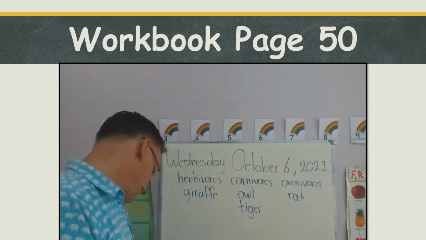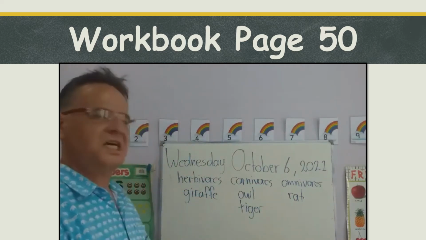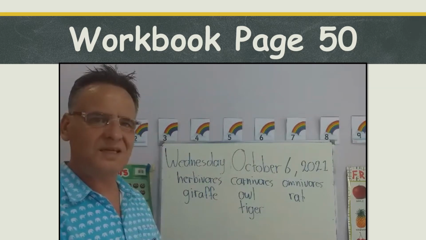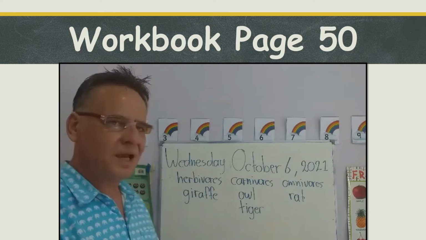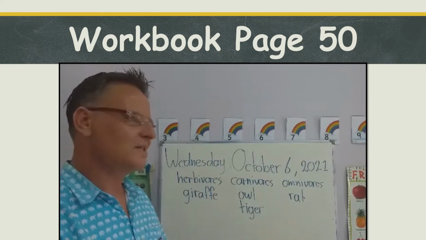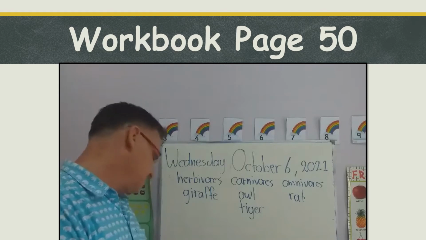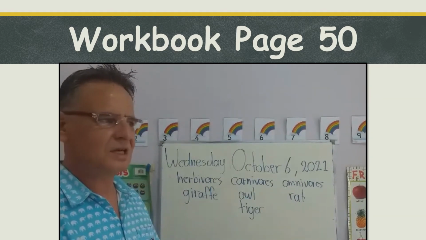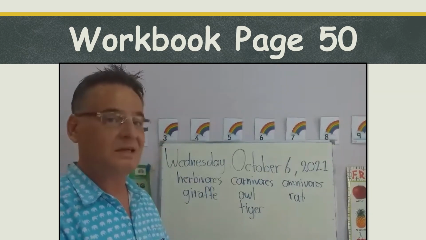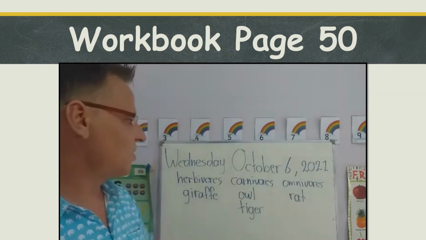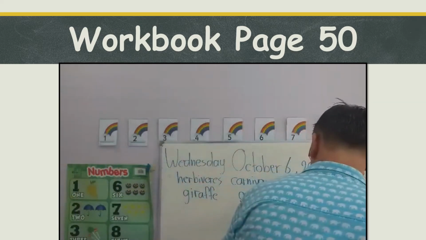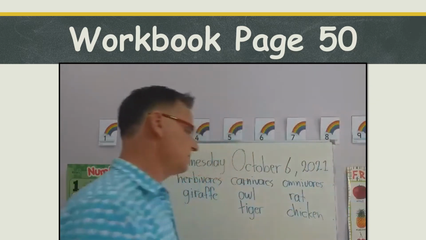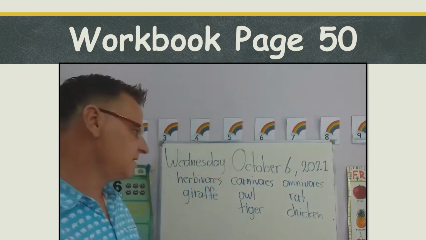Then the next one, chicken. How about a chicken? What does a chicken eat? Does a chicken eat meat? Or does a chicken eat plants? I think actually a chicken could eat more than one thing, no? Chickens are also omnivores, because if you feed a chicken some meat, he will eat it. So, omnivore, chicken. Chicken eats whatever he can eat, kind of the same as the rat.